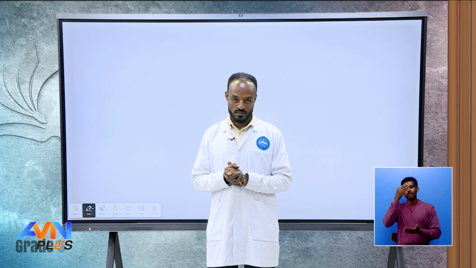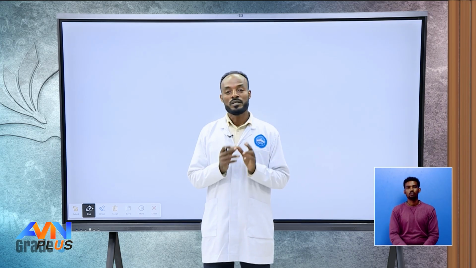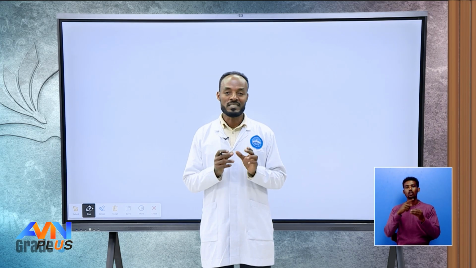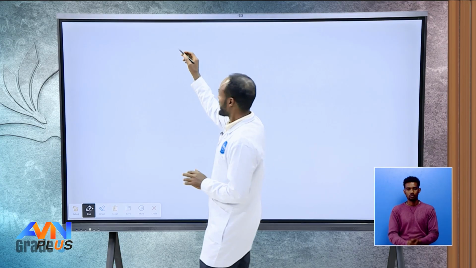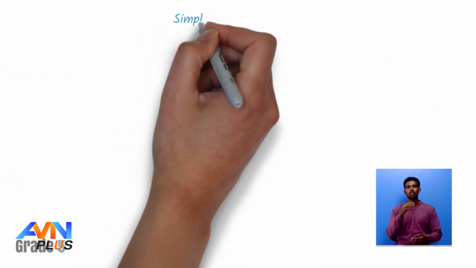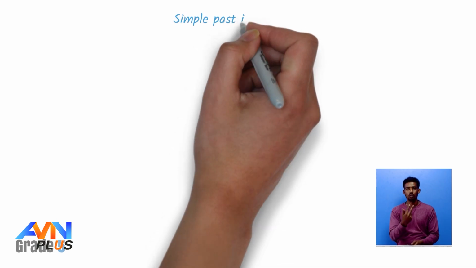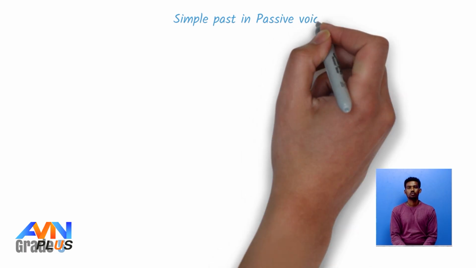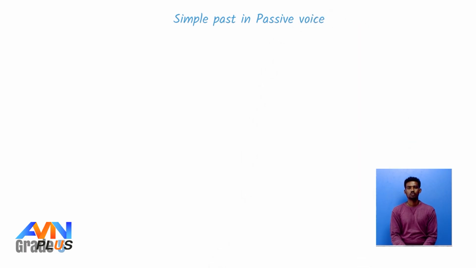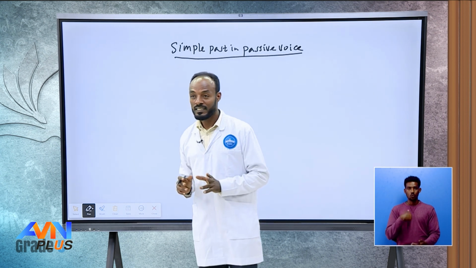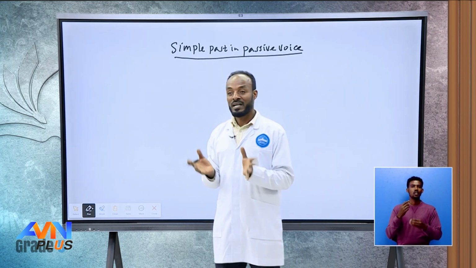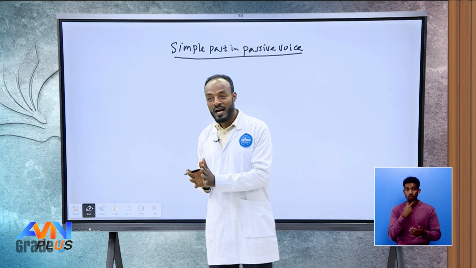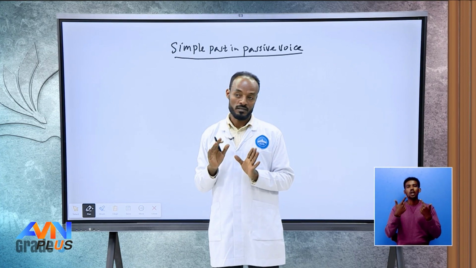Students, did you remember what we have learned in the previous class? Good. In the previous class, we talked about passive voice in simple past. Simple past in passive voice means there may be an action which happened in the past and was completed there.